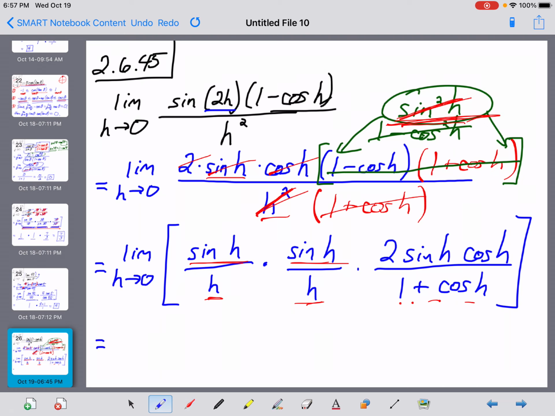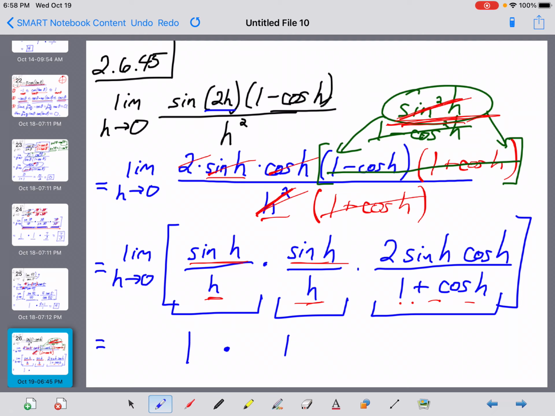Now we're ready to use the product law for limits, which says the limit of a product is equal to the product of the individual limits. So we're going to apply this limit as h approaches 0 to all 3 of these individual factors, and then multiply those 3 limits together. And this time, I'll try not to screw it up. So here we go. The limit as h approaches 0 of sine of h over h, that's an identity we need to have memorized. That's a 1.